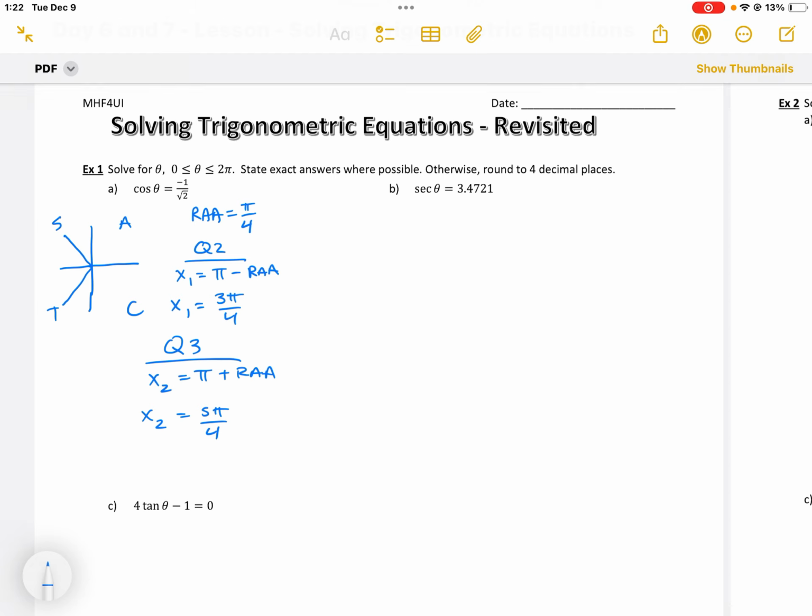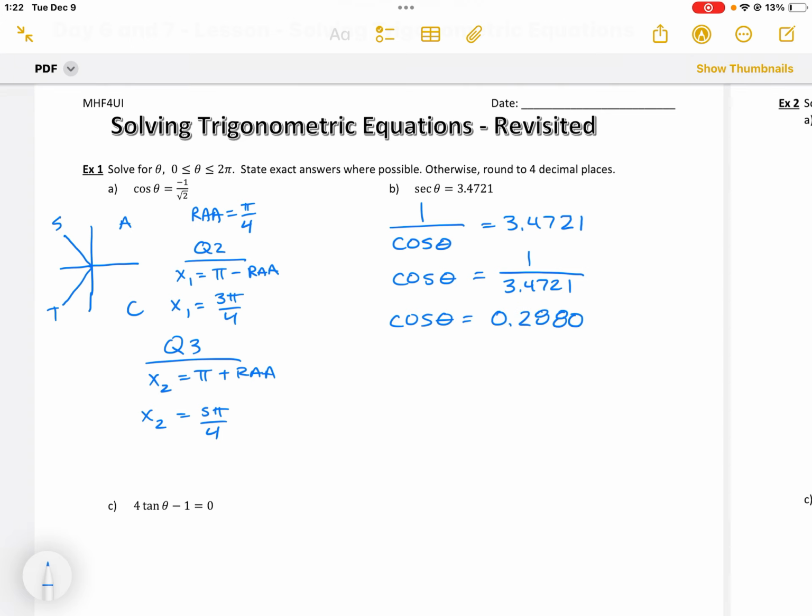In our second example here, we've got secant theta equals 3.4 and some change. The first thing that we want to do is change this into one of our trig ratios that we know. And then I'm going to isolate cos theta by taking the reciprocal of both sides. So 1 over 3.4721 is now actually equal to cos theta. So then I can divide that on my calculator and I get a decimal of 0.2880.